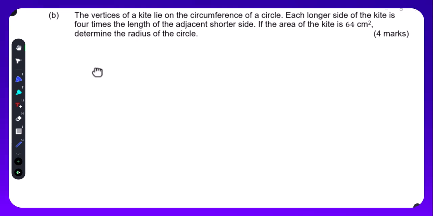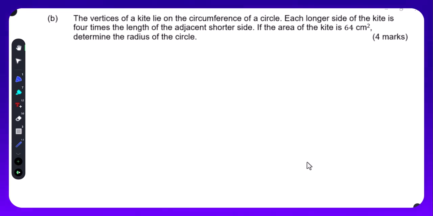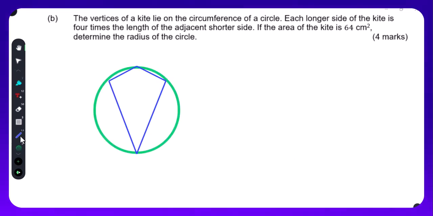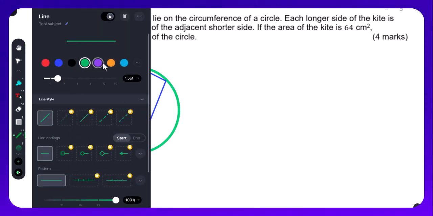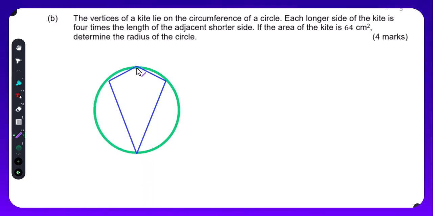For this one over here, I will just draw myself a little kite. So there's my kite. Now I'm just going to do something a little bit different. Let's go purple. This is going to be my diameter. If that's my diameter, then clearly this angle in here has to be subtended by the diameter, so they're going to be 90 degrees each. Now it says if the area of the kite is 64, determine the radius. So we've got some things to deal with first.